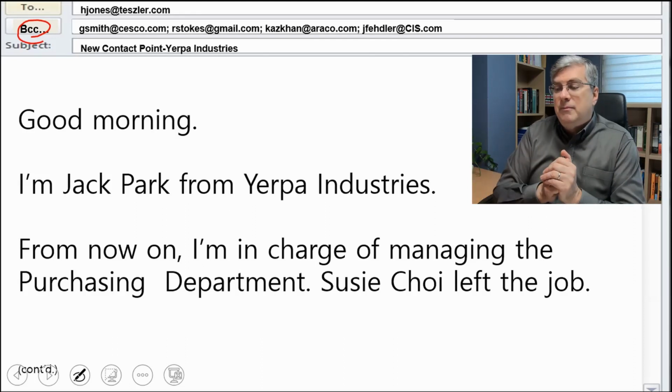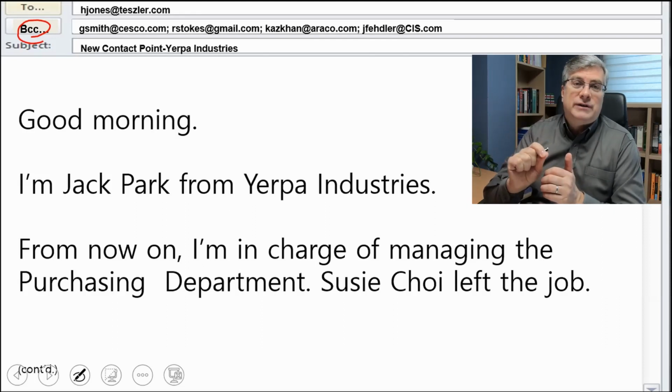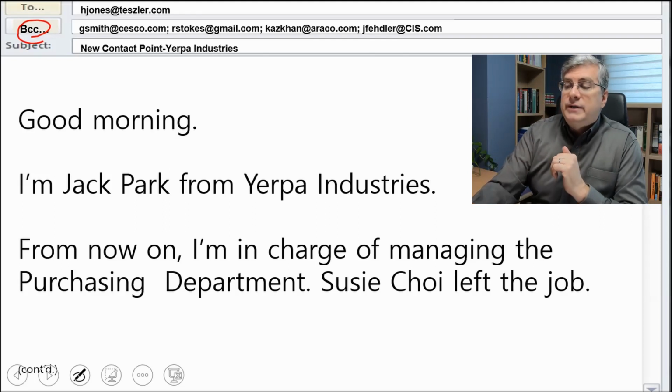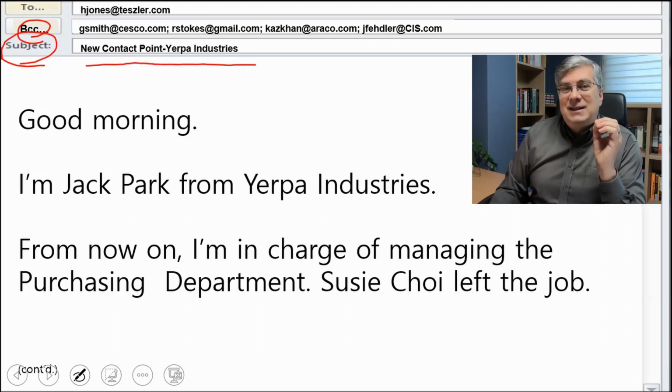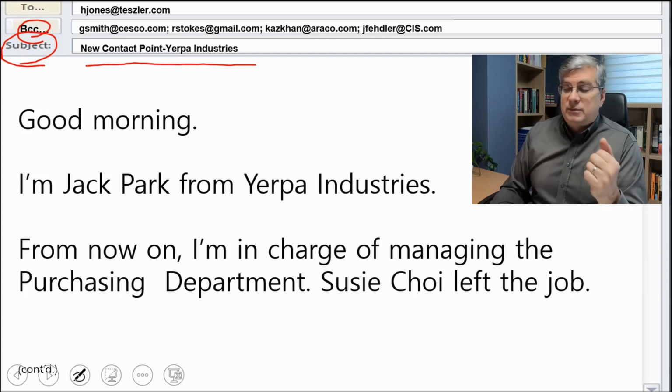So it's much better to use the BCC line in this case, because they will only see their own email address in the email that they receive. Okay, what about the subject? Is the subject appropriate? Sure, it's condensed, it's succinct, it's to the point, it's very effective. New contact point, Yerpa Industries. That tells the reader exactly what the email is about. They don't even have to read the email, they already know what it's about. Okay, so let's move on.